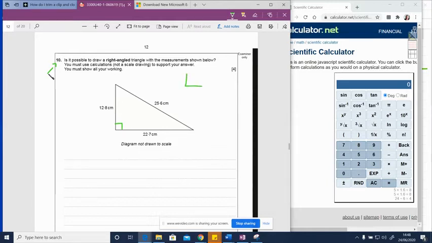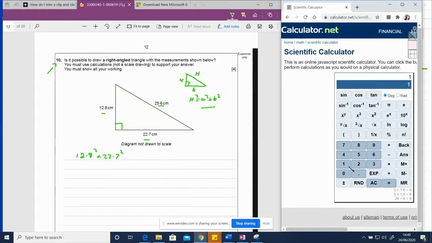you remember Pythagoras' theorem, if that's the hypotenuse, and that's A and that's B, the hypotenuse squared is equal to A squared plus B squared. So my strategy for this question is to work out the value of A squared plus B squared, and if it's the same as that value, then we can say it's a right-angled triangle. So 12.8 squared plus 22.7 squared, and I will need my calculator for this.